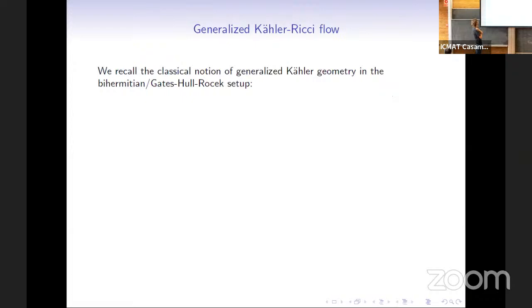Okay. Anyways, so that's all I guess I'll say about pluriclosed flow per se. But now I'll talk about this generalized Kähler-Ricci flow. So to start, I'll recall the lowest tech version, this original Gates-Hull-Roček version of generalized Kähler geometry. So the 2n-dimensional manifold with a metric, 2 integrable complex structures, which for me are I and J.